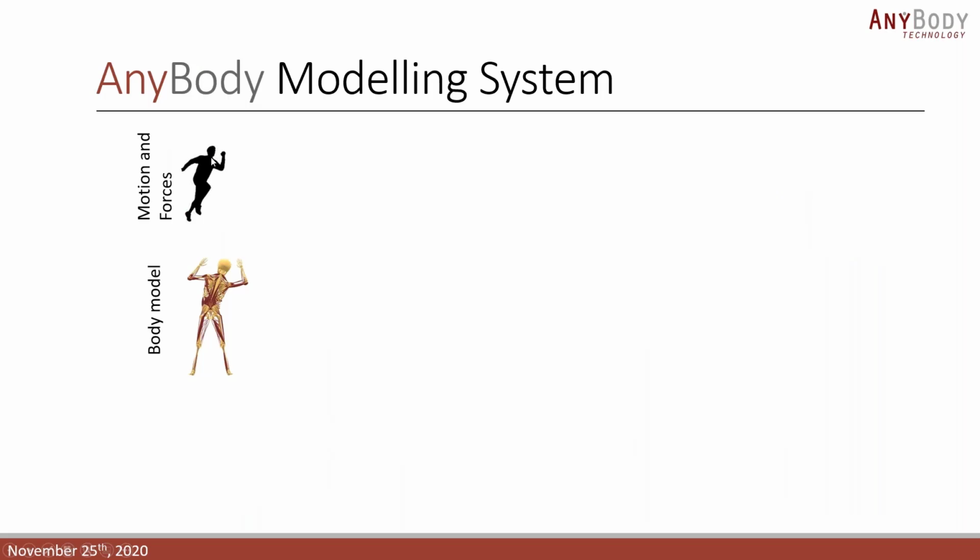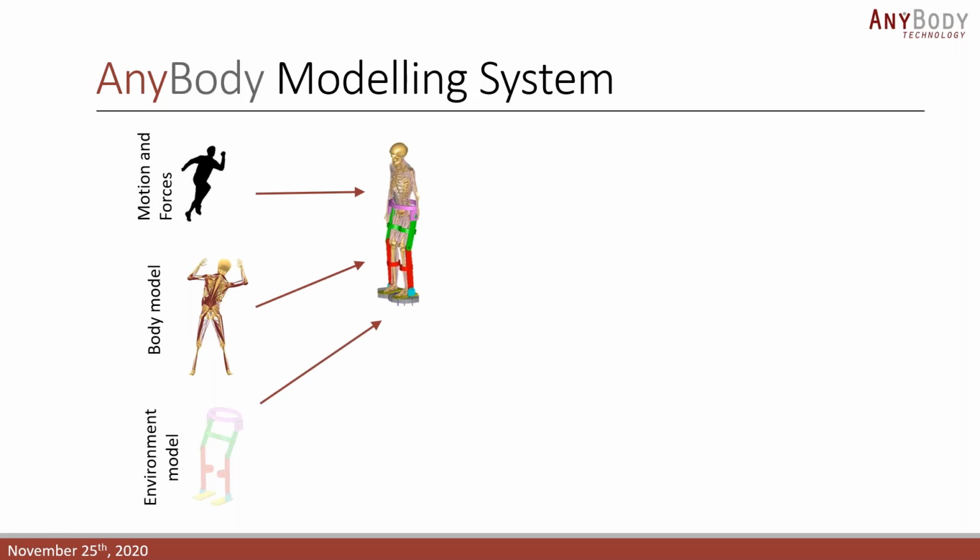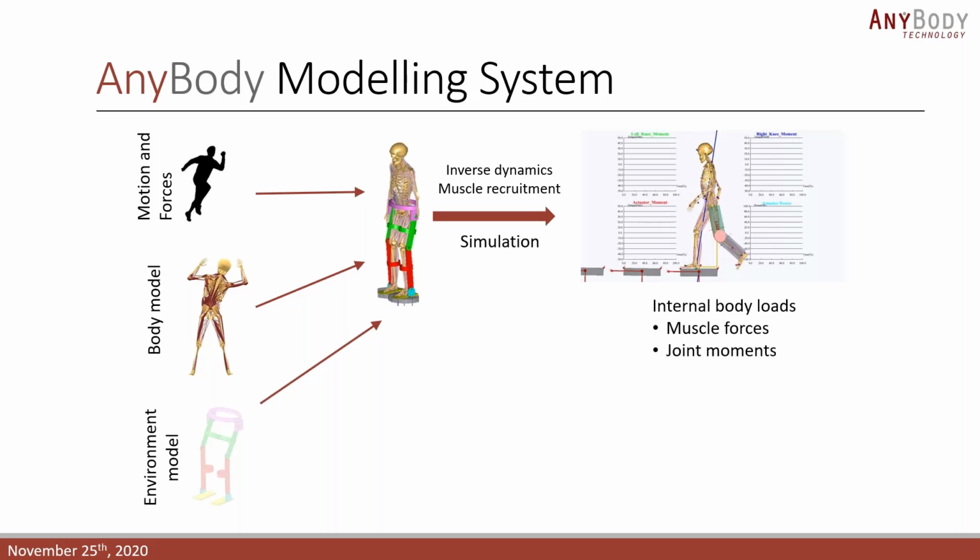Once again, the AnyBody Modeling System works as follows. We have our human body model, which we subject to motions and external forces. We add the environment, and once everything is constructed, we do the simulation. The simulation is an inverse dynamics analysis, meaning we go from motion to internal forces, and we need to make an optimization of the muscle recruitment. This is what the system does. It replicates the central nervous system behavior to activate all the muscles to produce the necessary motion.